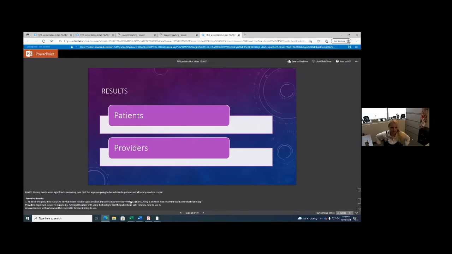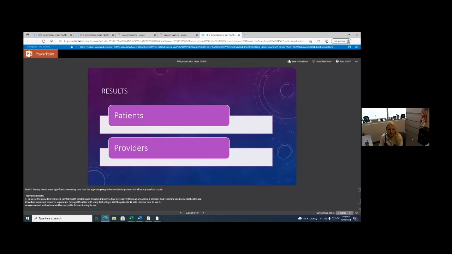In terms of providers, a lot of the providers had indicated verbally that they had an interest in using apps, but only one provider had recommended any mental health app. And they expressed a lot of concerns, especially with the population they were dealing with, that their patients would not understand how to use the technology, and that they weren't sure how to really support them. They did want patients to consider it, but they were concerned about their confidence in being able to support the patients in their use.